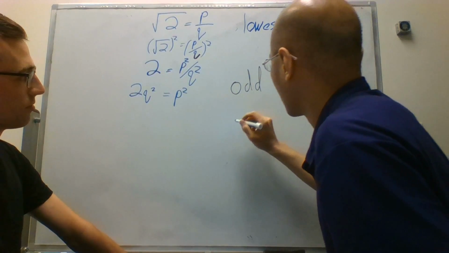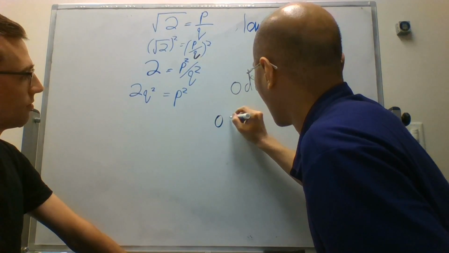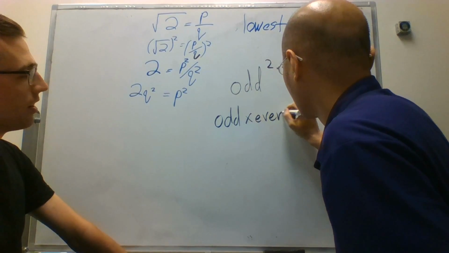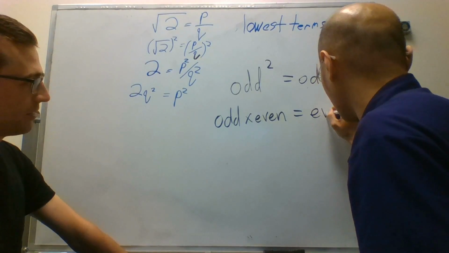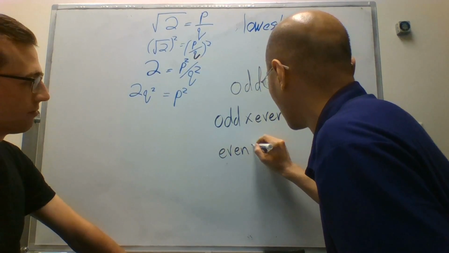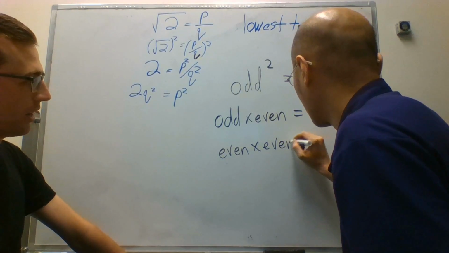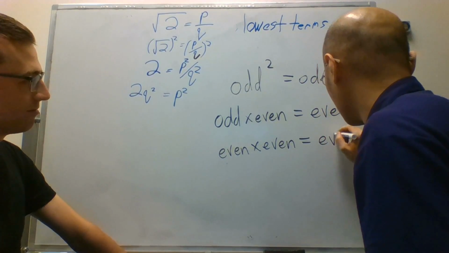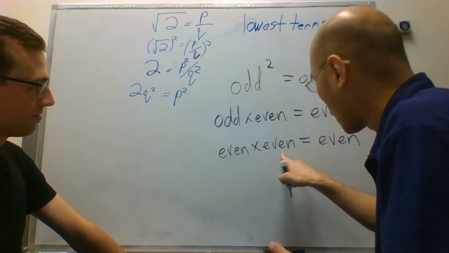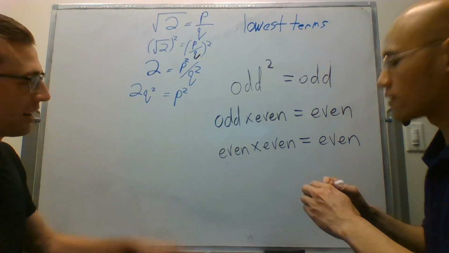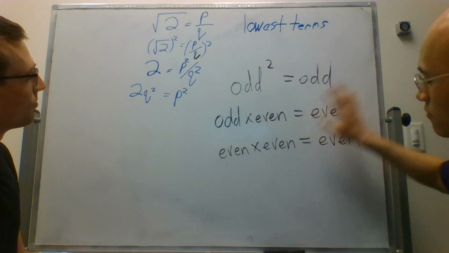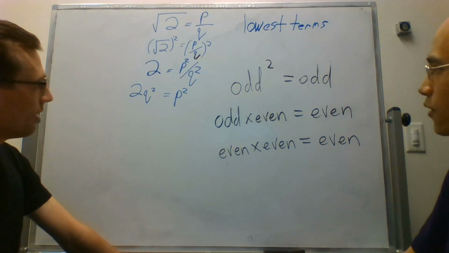Now if we have an odd number multiplied by some even number, that has to be even. Now, if we have an even number multiplied by some even number, that has to be even. And if we have an even number multiplied by itself, it must be an even number, because they're both even. Okay, that's clear enough.